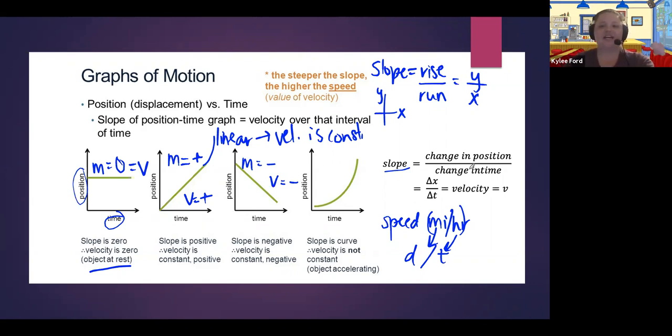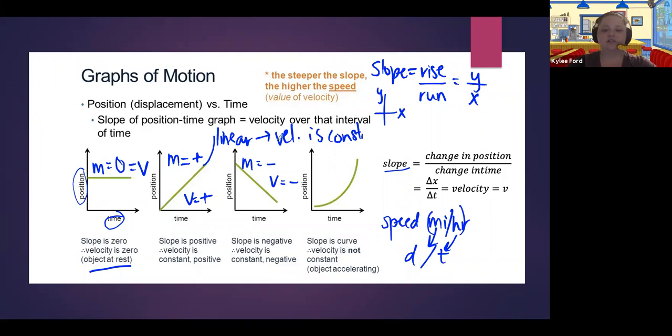Anyway, say you're moving in a positive x direction down the highway, and you are going 55 miles per hour, and you're staying at 55 miles per hour. This is what your position versus time graph would look like, something like this, because your position is changing with time. You're going from point A to point B, but your velocity is not changing. You're going a constant speed the whole way.